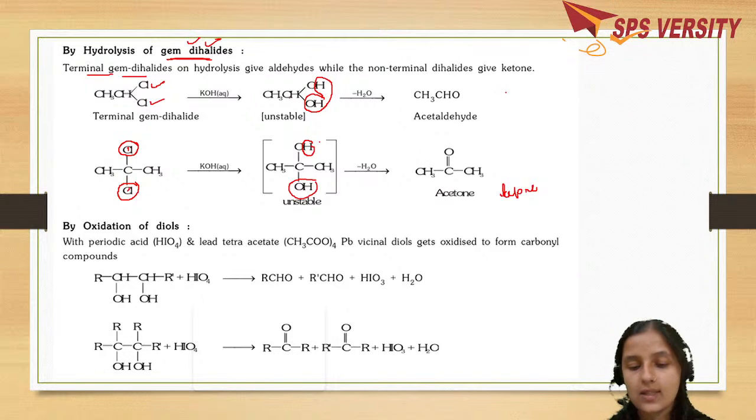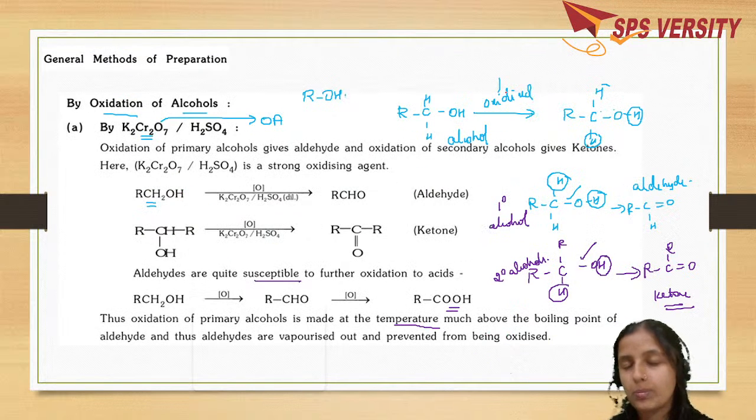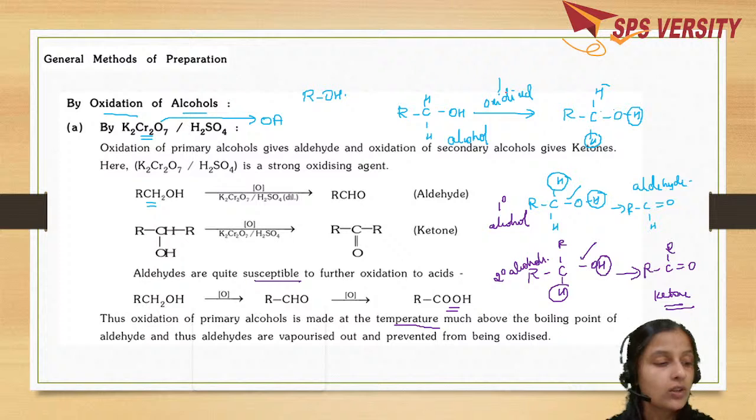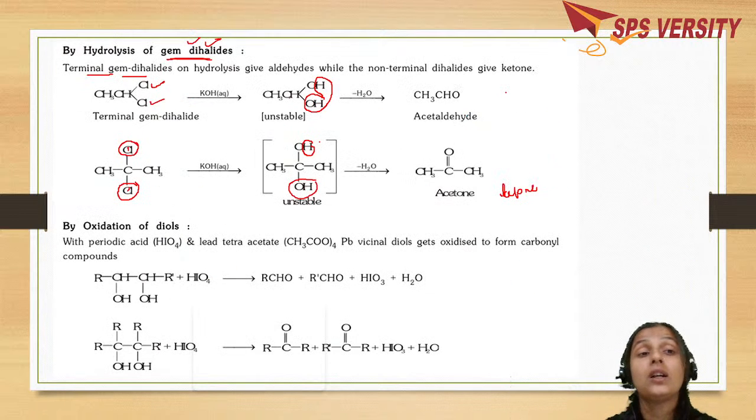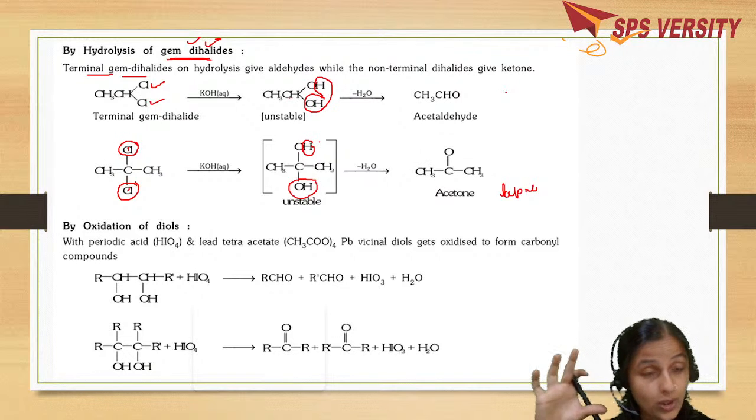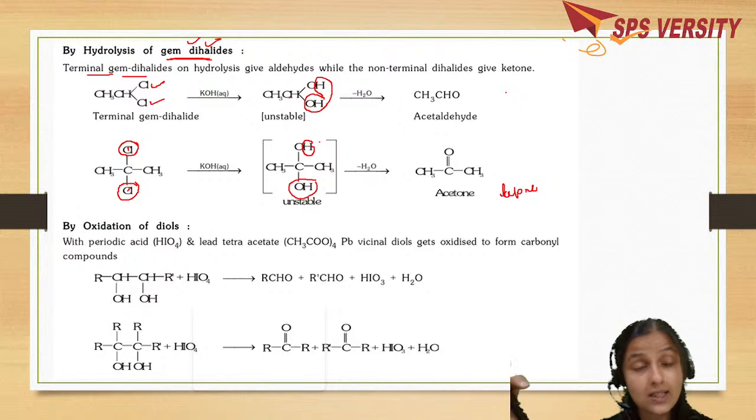So if you consider the previous two reactions, you can clearly see that the primary alcohols resulted in the formation of aldehyde, and the secondary alcohols resulted in the formation of ketones. And here, just like the primary alcohol, if the OH was at the end, in the same way, if the two Cls were at the end, you got the aldehyde, and if the two Cls were in the middle, then you got the ketone.